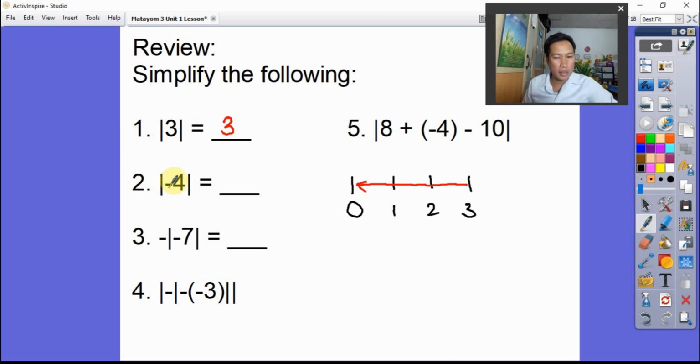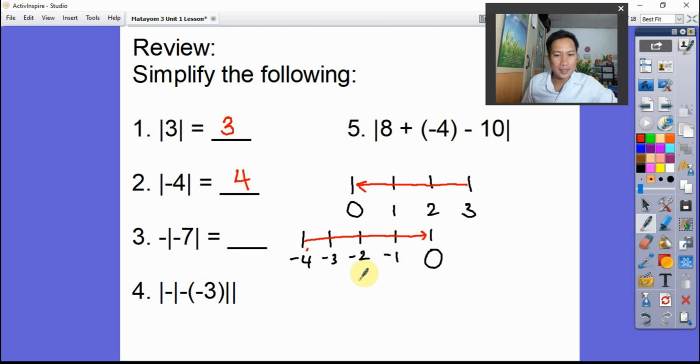The absolute value of negative 4. Now the same question applies to negative numbers also. You have 1, 2, 3, 4. Now you have negative 1, negative 2, negative 3, negative 4. Same question: how far is negative 4 from 0? So you count backwards here. You don't count negative 1, negative 2, negative 3, negative 4. No. Direction is either positive or negative, but distance is always positive. So negative 4, its distance from 0 is equal to 4. So 1, 2, 3, 4.